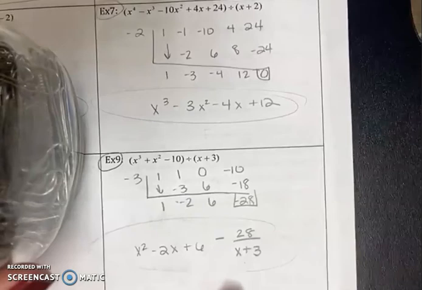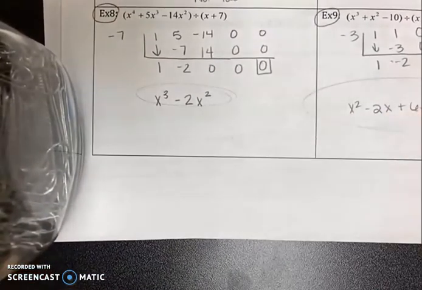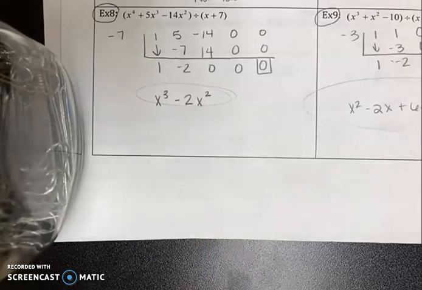And now I'm going to scooch it over so you can see example 8. For example 8, you actually had 2 placeholders. And this was my final answer right here.